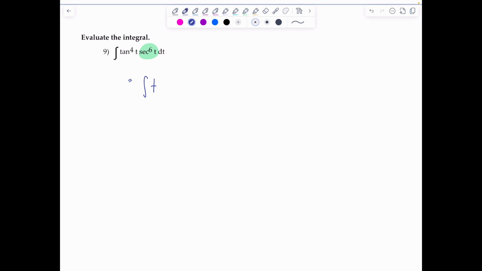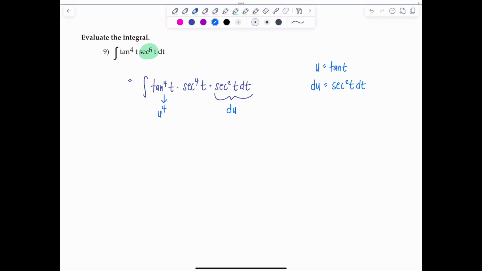So this is tangent to the 4th t times secant to the 4th t times secant squared t dt. So this is basically going to be my du. Then think backwards. Who does u need to be? Well, u would be tangent t. Then du would be secant squared t dt like I want. Perfect. And then you can see here, this tangent to the 4th, that would be u to the 4th.